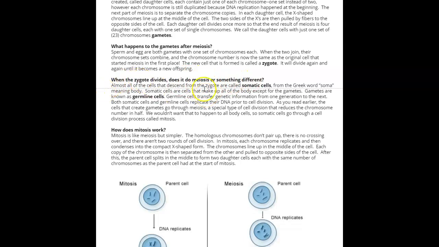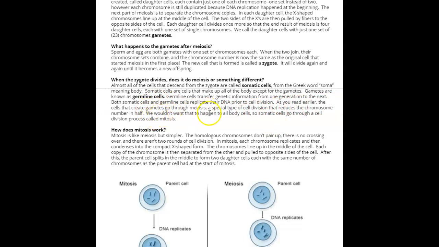Almost all of the cells that descend from the zygote are called somatic cells, from the Greek word soma, meaning body. Somatic cells are cells that make up all of the body except for the gametes. Gametes are known as germline cells. Germline cells transfer genetic information from one generation to the next. Both somatic cells and germline cells replicate their DNA prior to cell division. As you read earlier, the cells that create gametes go through meiosis, a special type of cell division that reduces the chromosome number in half.